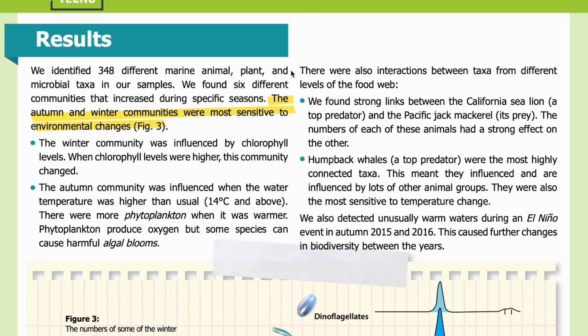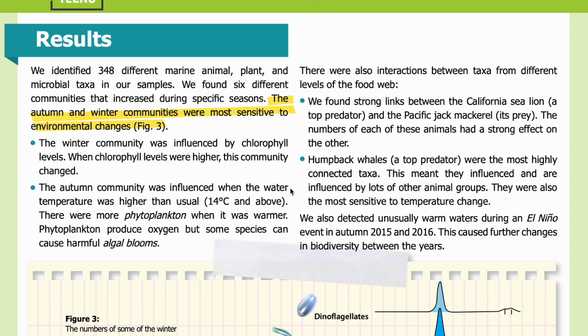Results. We identified 348 different marine animal, plant, and microbial taxa in our samples. We found 6 different communities that increased during specific seasons. The autumn and winter communities were most sensitive to environmental changes. The winter community was influenced by chlorophyll levels. When chlorophyll levels were higher, this community changed.